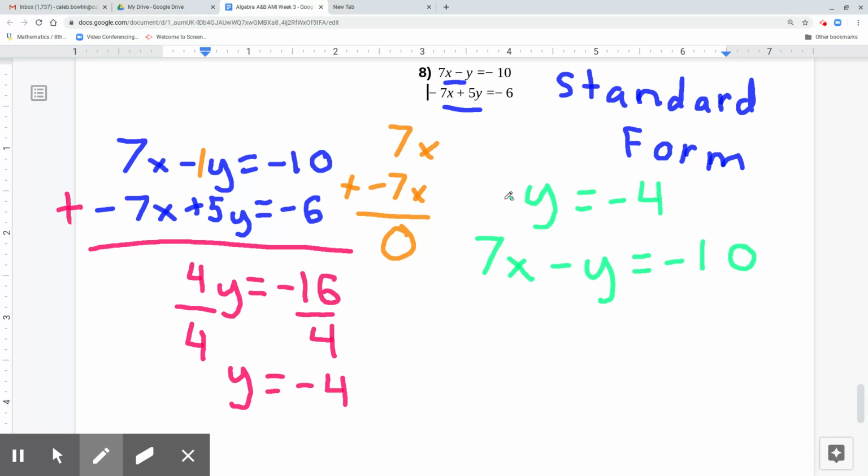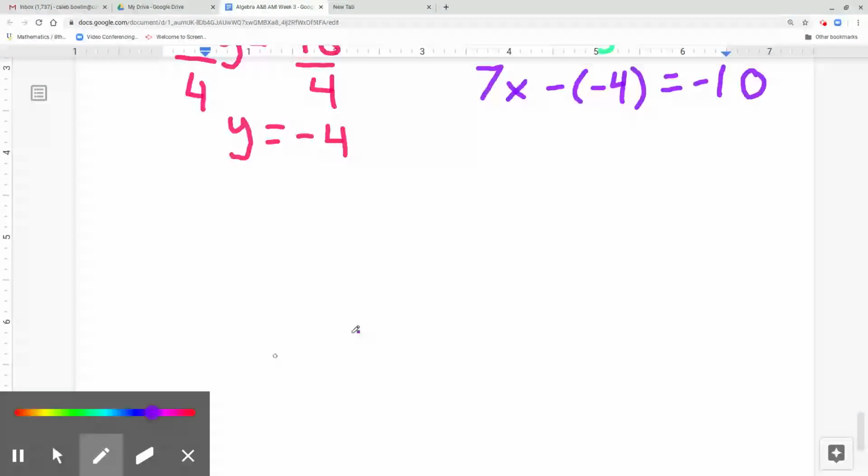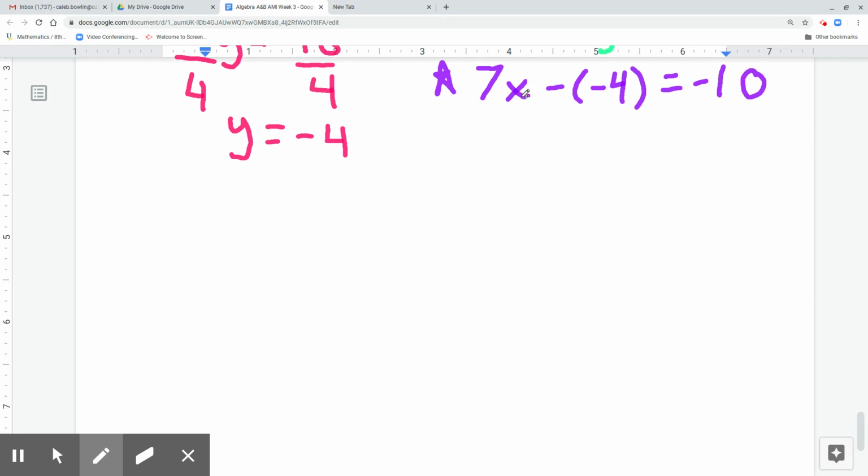Okay, so here is what we know. We know that y is equal to negative 4, and then we have one of the other equations. If you're paying close attention, you might actually notice that this now looks like one of our substitution problems from before. All I have to do is take this negative 4, plug it in for the y, and then solve for x. So now I'm going to write what that equation would look like with the negative 4 plugged in. Okay, so here's what we have currently: 7x minus negative 4 is equal to negative 10.